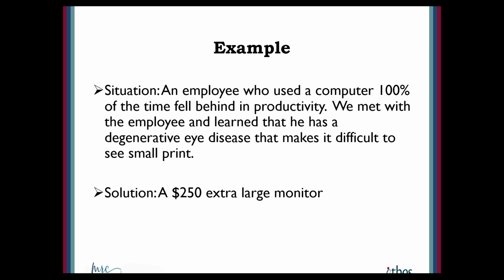And finally, he said to us, well, I've got this degenerative eye disease, right? And it makes it really hard for me to see small print. And he worked on the computer 100% of the time. And so we talked to him and we said, well, what would help you? Is there something we could do to make it better? And he didn't ask for glasses, Kurtis. He asked for a large monitor. And so it was like all of $250, problem solved, right?